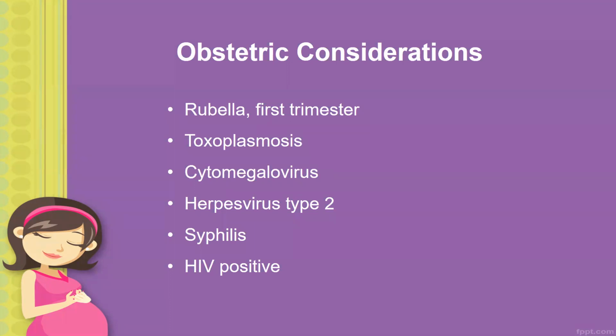Syphilis causes a high incidence of abortion for moms. For the baby, there's a high fetal demise rate and congenital syphilis.